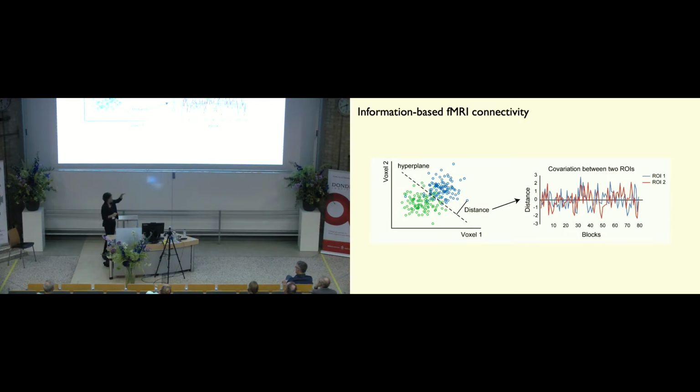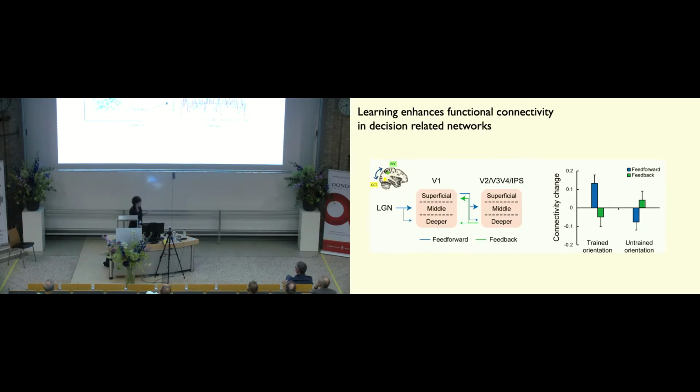We then took this distance and computed it over time and looked at this kind of information time series between the visual cortex and the parietal cortex. And so in that way, we looked at connectivity between primary visual cortex and IPS. And what you see here is that this connectivity was stronger for the trained orientation between the superficial layers of V1 and the middle layers of IPS.